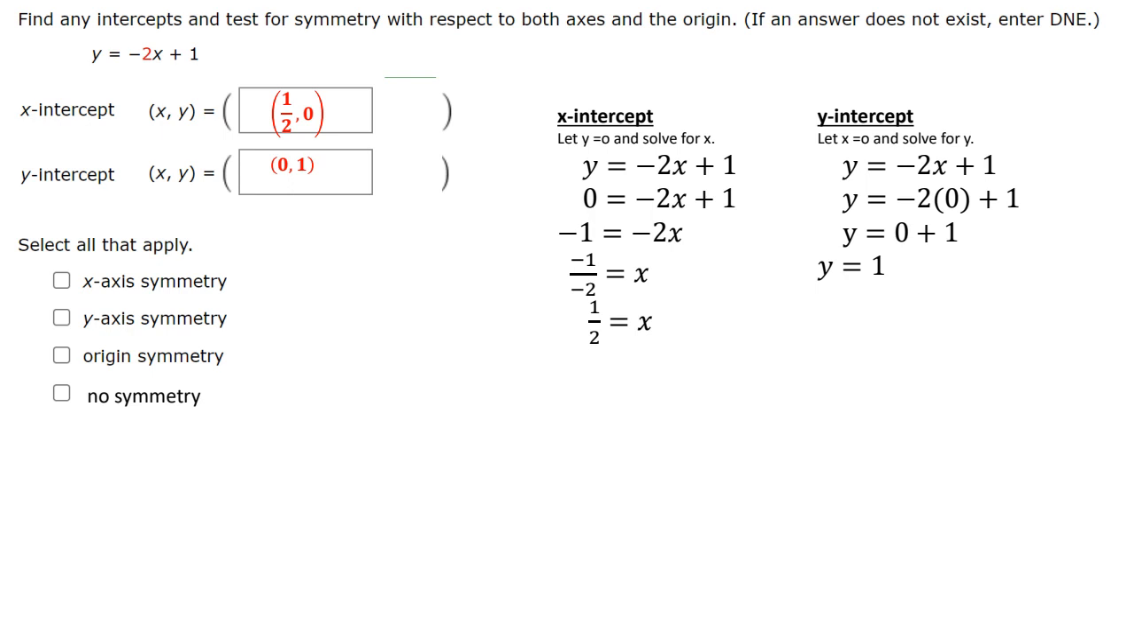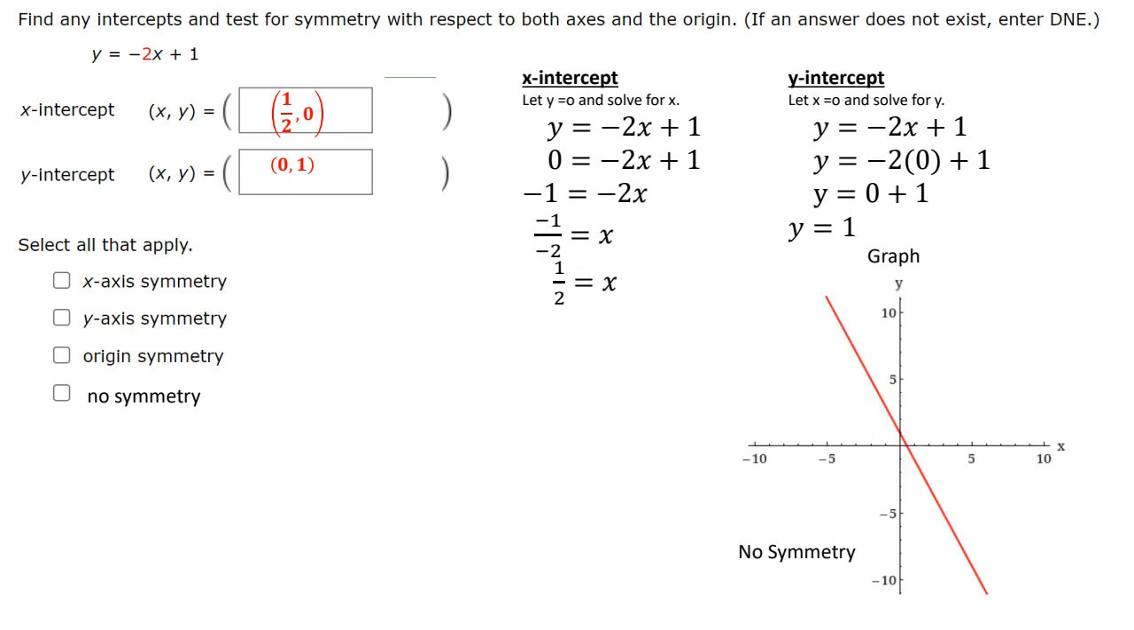So now let's check for the symmetry. There are several cases that we can go over to test for symmetry, but the best way to see this one is if we graph it. We know that this is a line, and this line has no particular symmetry with respect to our x-y axes or origin. Okay.